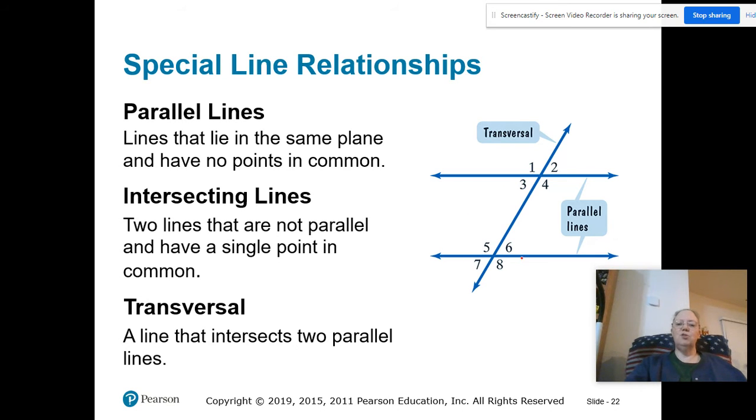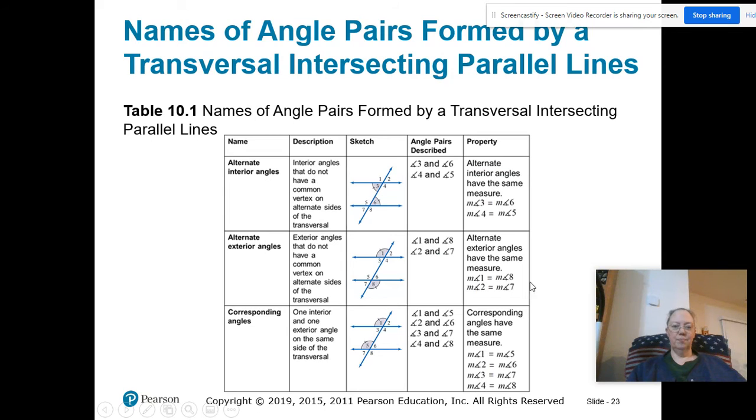Okay, so when we have two parallel lines and a transversal, this creates a bunch of angles. It might be hard for you to see, but we have what's called alternate interior angles. Alternate means they're on opposite sides of the transversal, and they're interior, so they're between the two parallel lines. In this example, 3 and 6 are alternate interior. They're both on the inside and on opposite sides of the transversal.